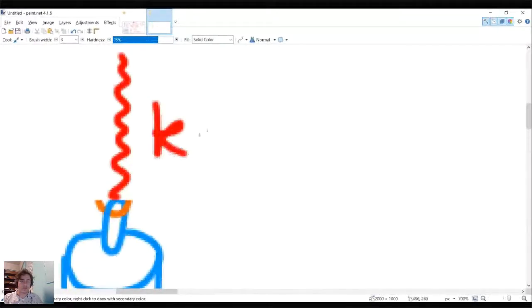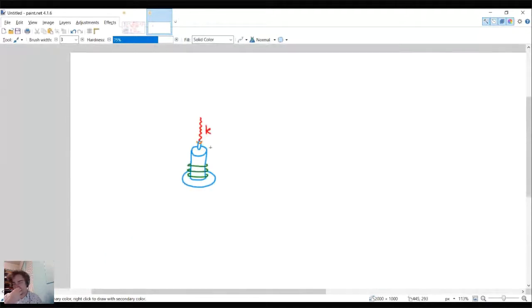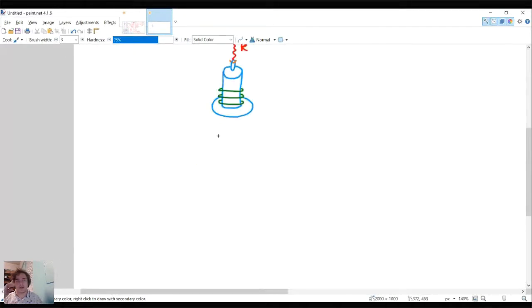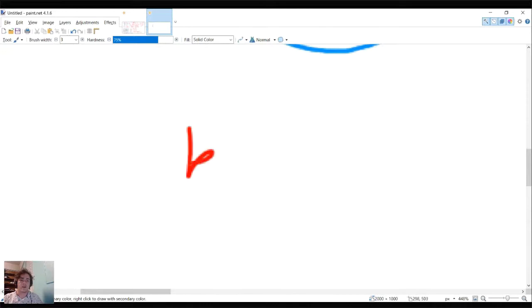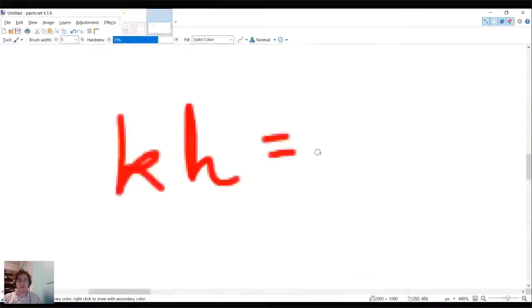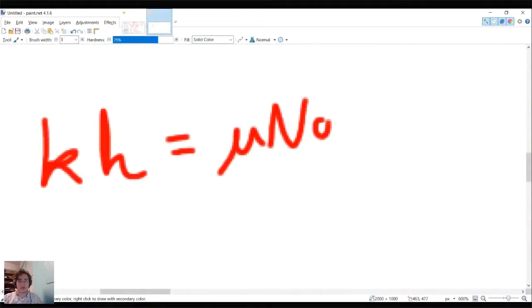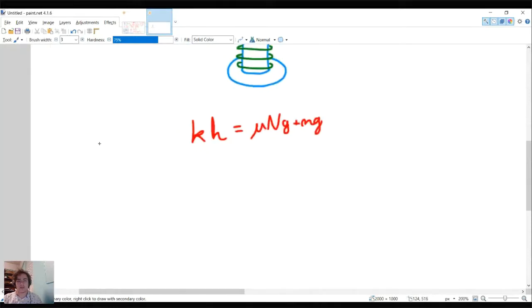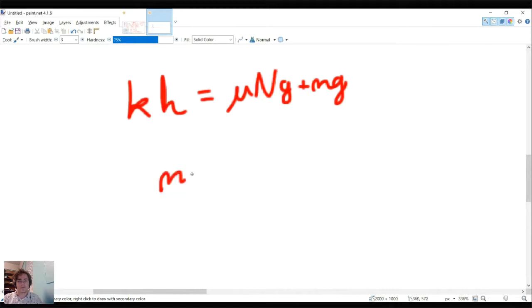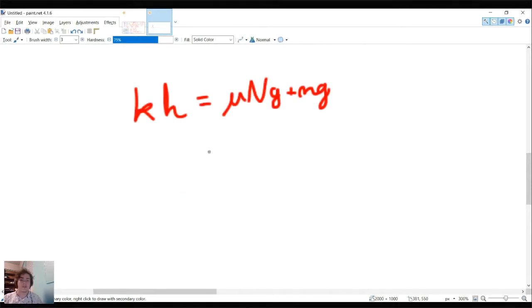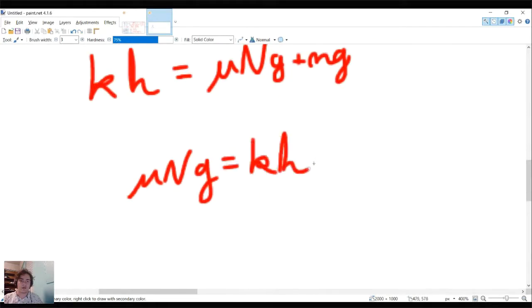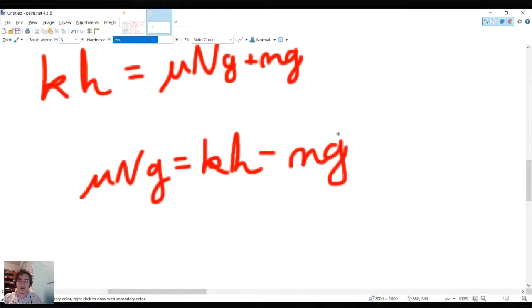So if we had this attached to any arbitrary spring K, and we measured the height, for the same reasons before, this time it would just be the height of the spring that's being stretched, right? It would just be K times H, that's the spring force, is equal to the force of gravity because the thing isn't moving, which would be mu n g plus m g. And then you have the number of rings as a function of height, we'd have mu n g is equal to k h minus m g. It's a much simpler mathematical calculation.